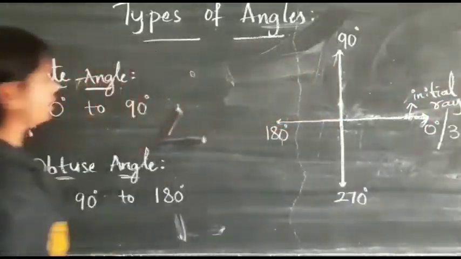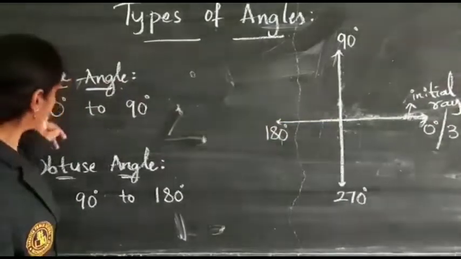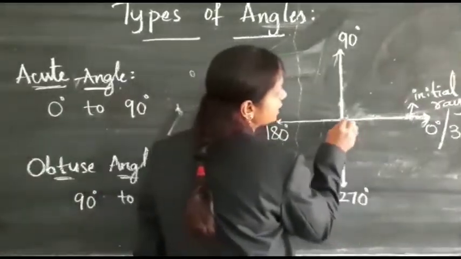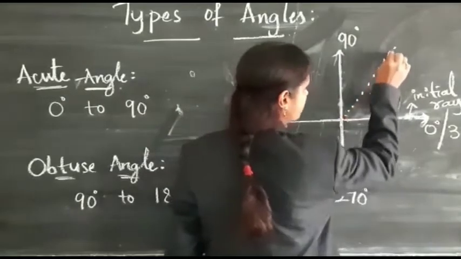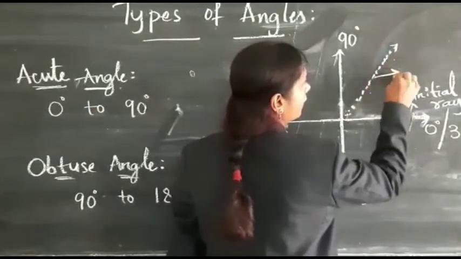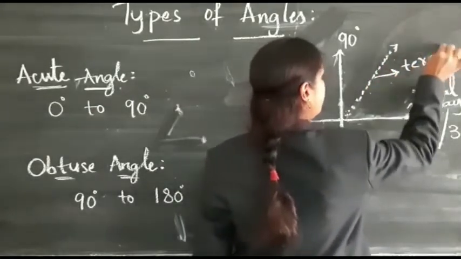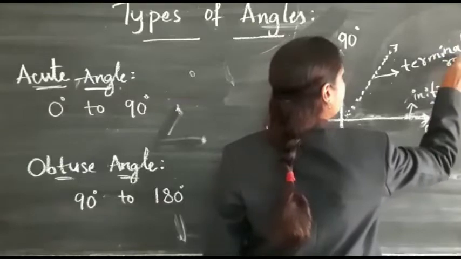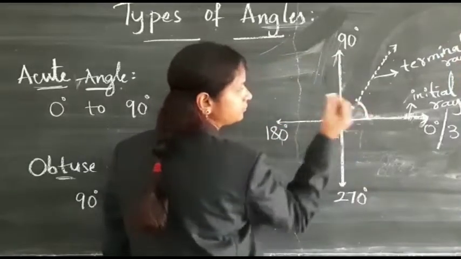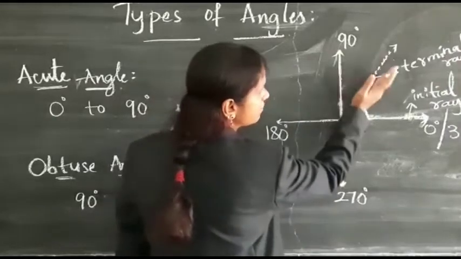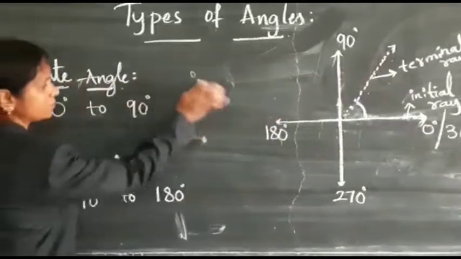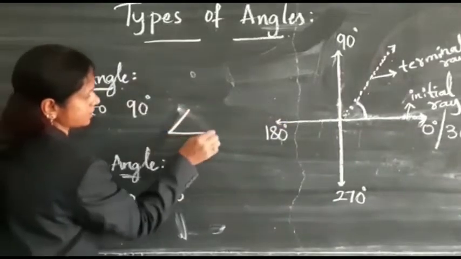and coming to the acute angle here, the acute angle lies between 0 degrees and 90 degrees. So the terminal ray is lying between 0 degrees and 90 degrees. See here, you can see the dotted lines as a terminal ray. So here forms the acute angle. Why? Because the terminal ray is below 90 and above 0 degrees. So how does the acute angle look? Like this.